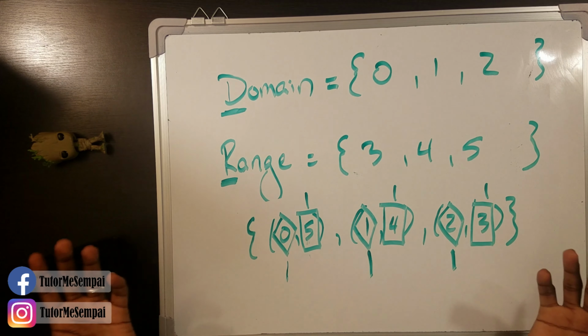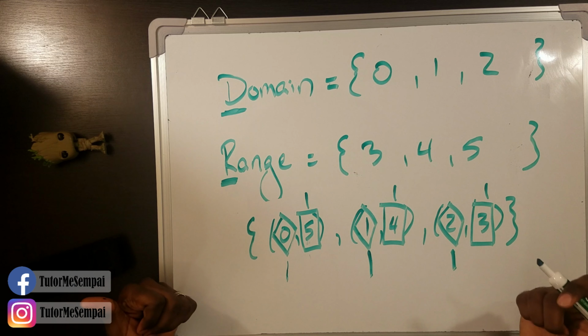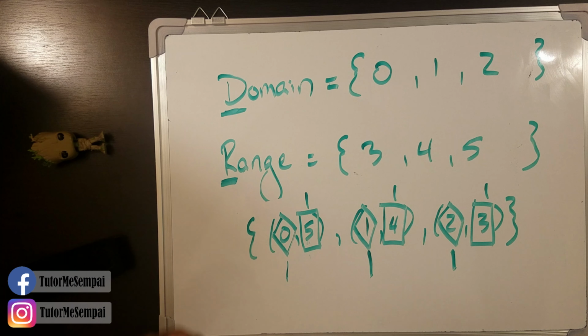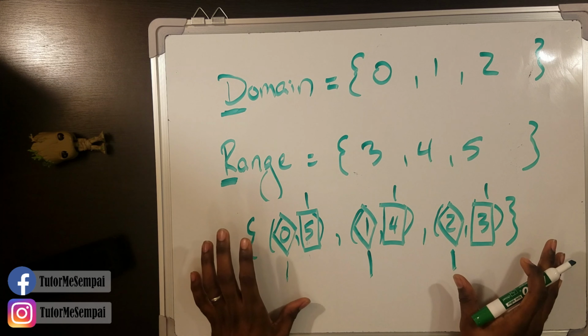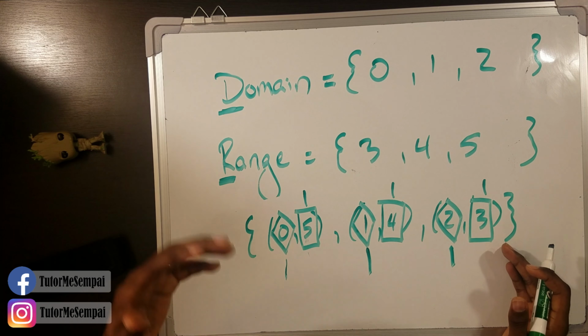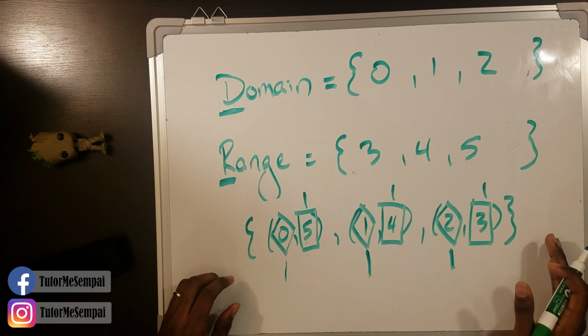So if you put those two together, D comes before R, so you know that domain comes before range, and you're using their shapes to separate these, it becomes very simple to find your domain and find your range and not get them confused with each other.